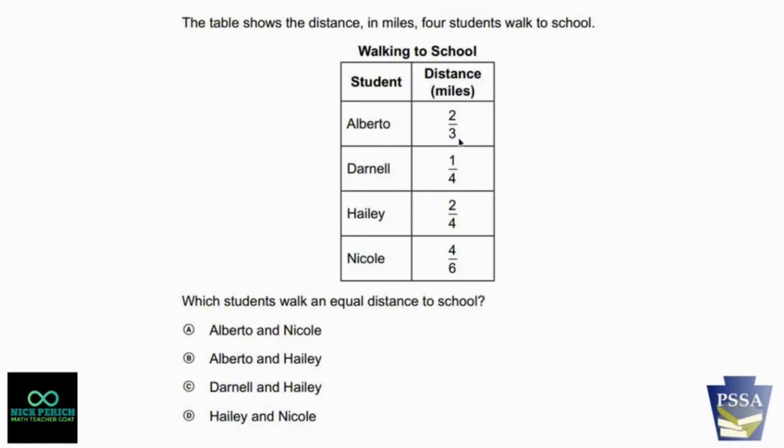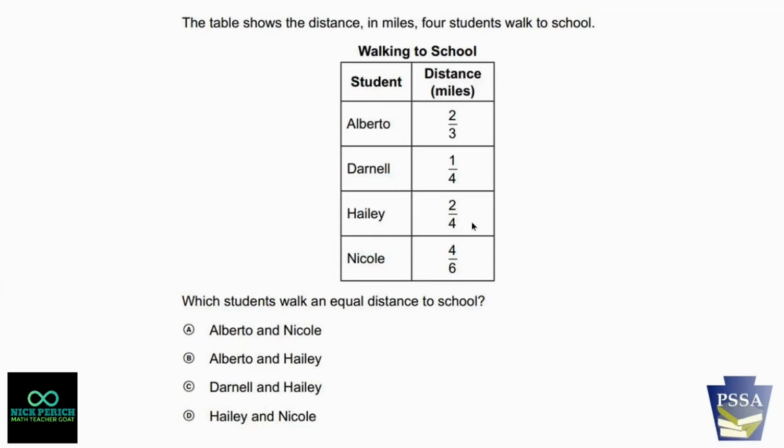Now, these are fractions. We have 2 over 3, which is 2/3. We have 1 over 4, which is 1/4. We have 2 over 4, which is a fraction that can be simplified. And we have 4 over 6, which is also a fraction that can be simplified. Which students walk an equal distance to school?